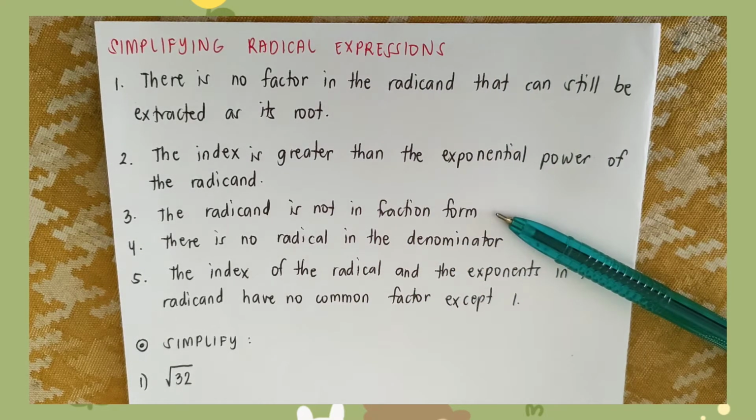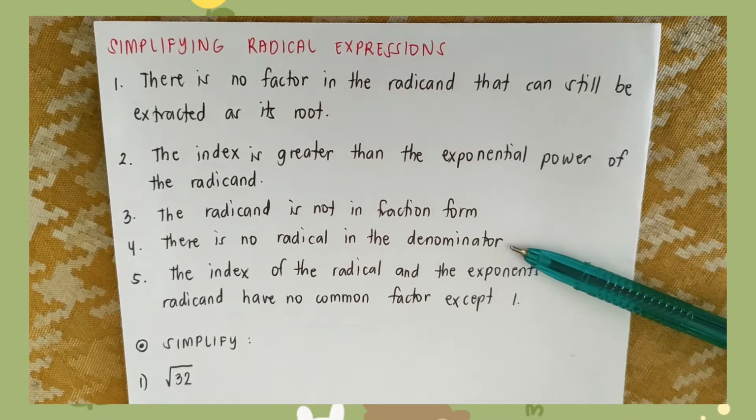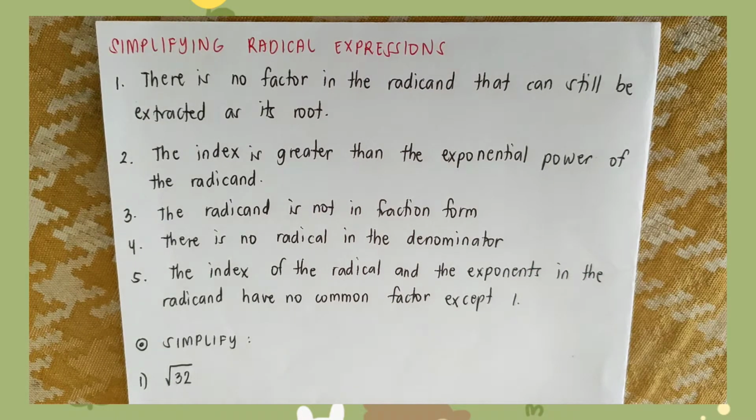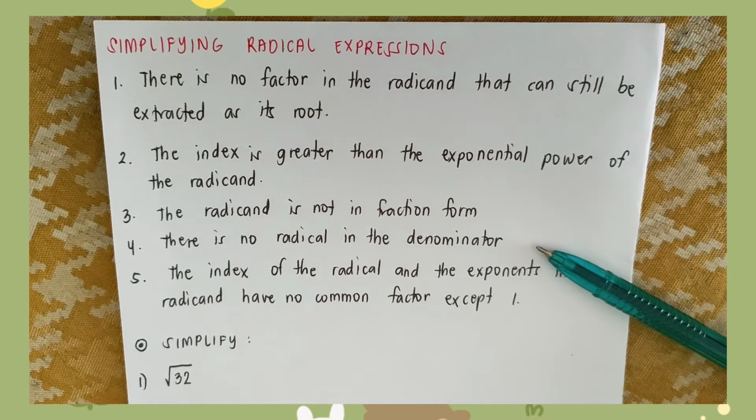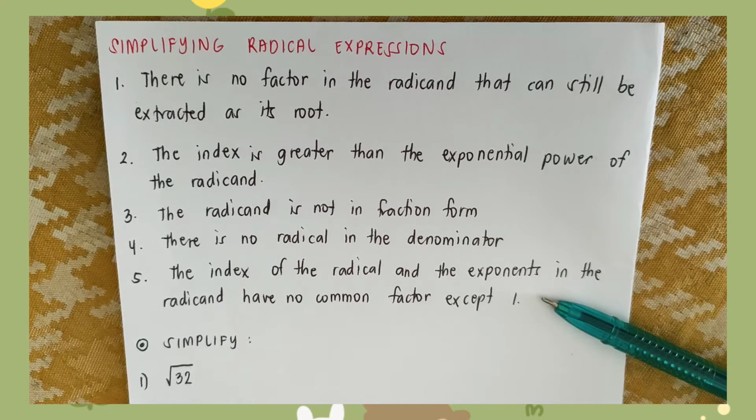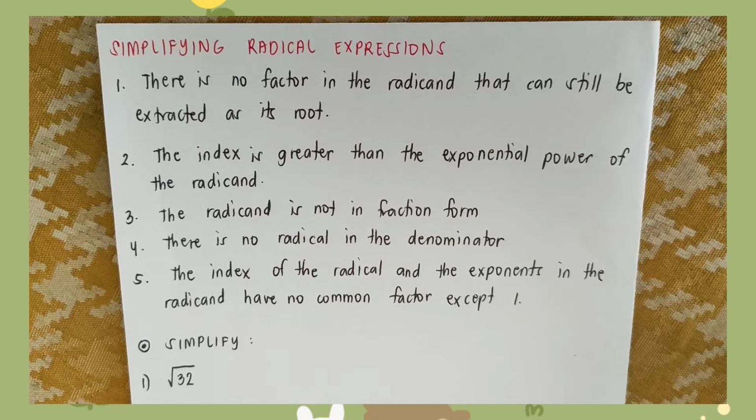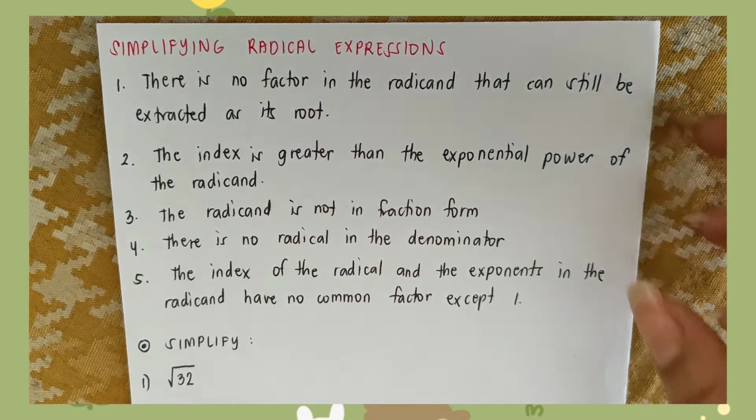Third, the radicand is not in fraction form. Number 4, there is no radical in the denominator. And number 5, the index of the radical and the exponents in the radicand have no common factor except 1. Again, take note of the following characteristics for us to check whether a radical expression is already in its simplest form. Let us consider the following examples.